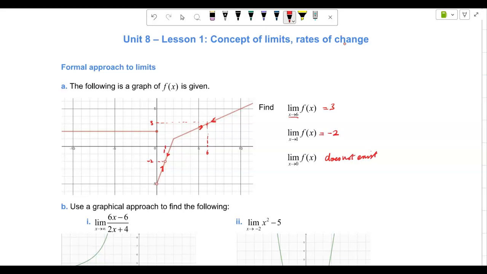In fact, in the first one, if I ask you what is f(6), your f(6) is also 3. The value at 6 is 3. Okay, if I ask you what is f of 1? No, it's not defined. There's a hole.